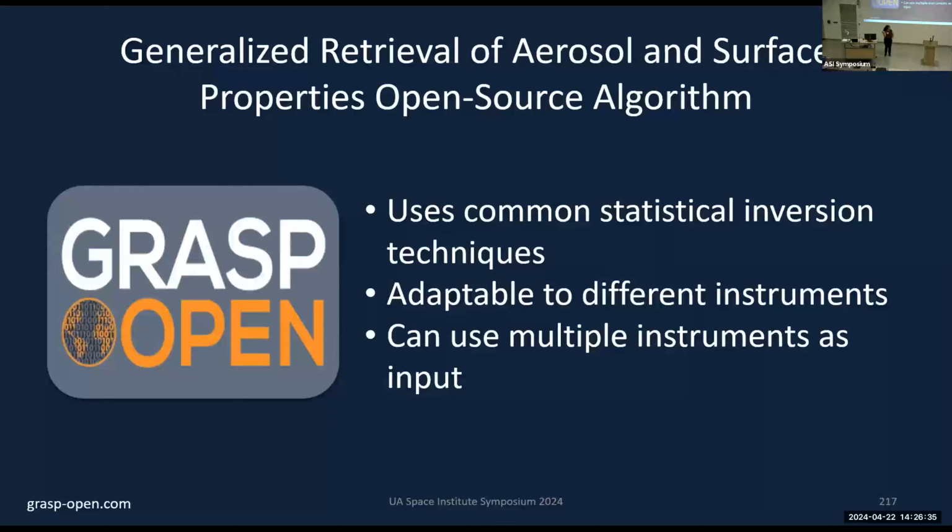For this work, luckily there is a team at the University of Lille, France, who has spent decades working on tackling exactly those challenges that I just mentioned. They created this open source algorithm called the Generalized Retrieval of Aerosol and Surface Properties. It's completely open source, which is really great, especially for a student, to start learning these techniques. They use common statistical inversion techniques. It's adaptable to different instruments, and you can use multiple instruments as input. So we decided to move forward with my PhD project using this algorithm.